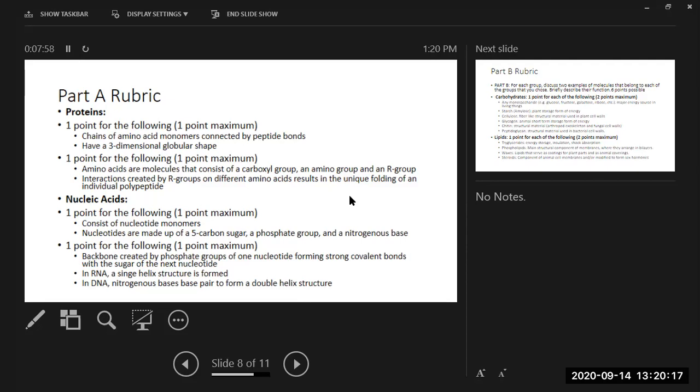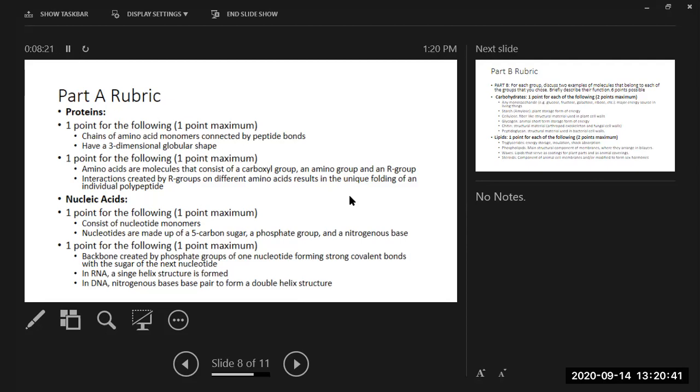There are some that are polar. There are some that are non-polar. It causes every amino acid to bend and twist in a very specific way. Do you remember how many different amino acids there are in nature? 20 on the dot. All right, you could have said that the interactions created by the R groups on different amino acids result in the unique folding of an individual polypeptide.